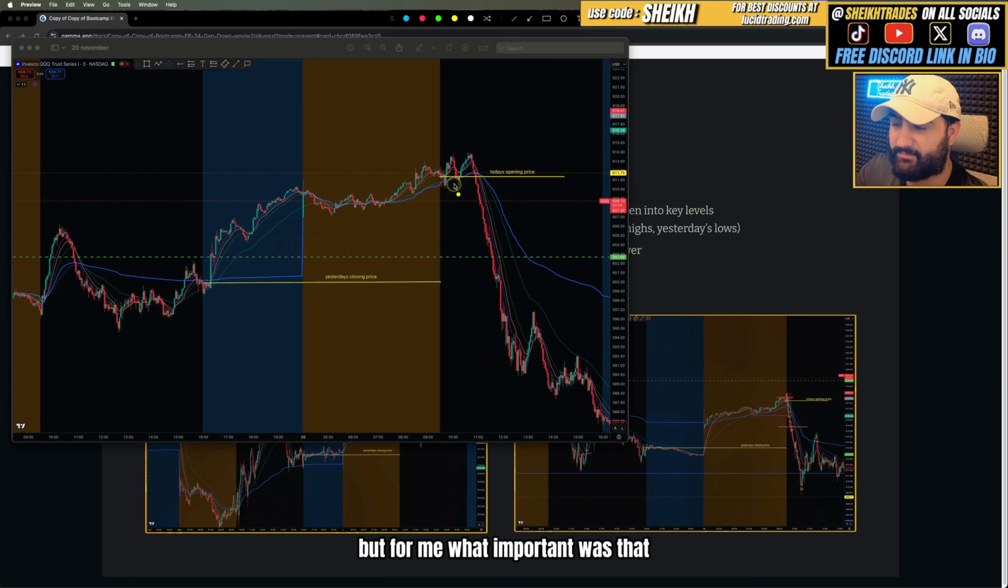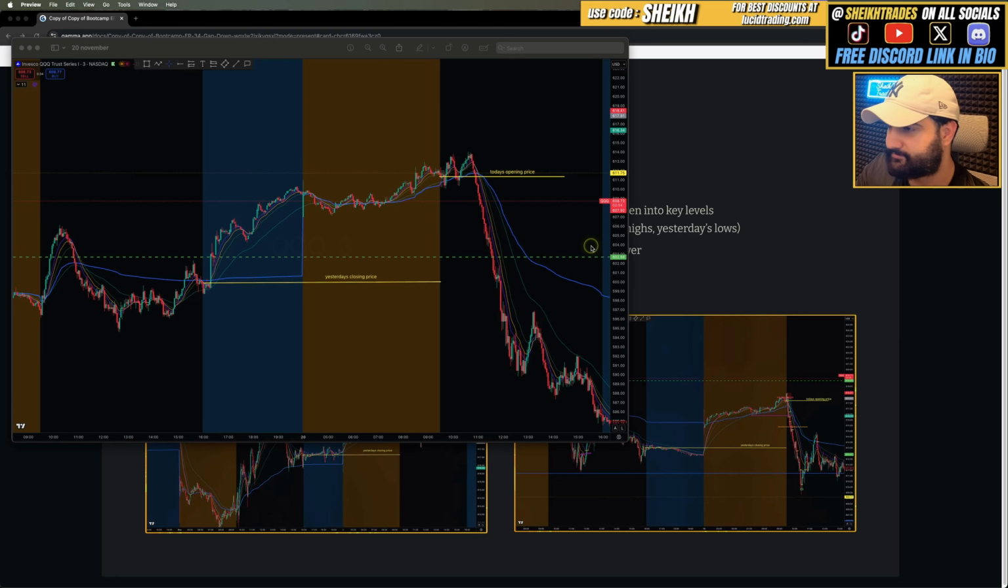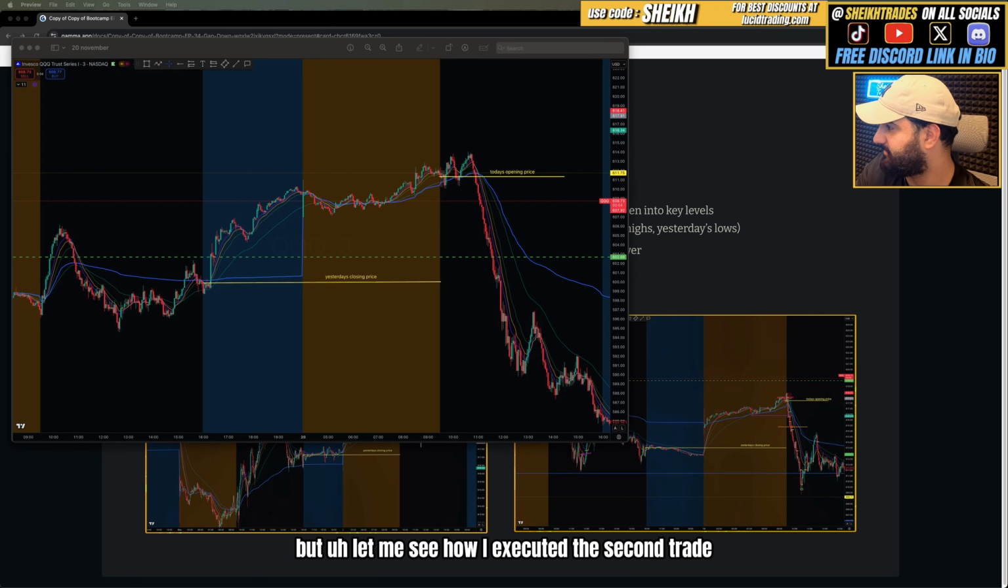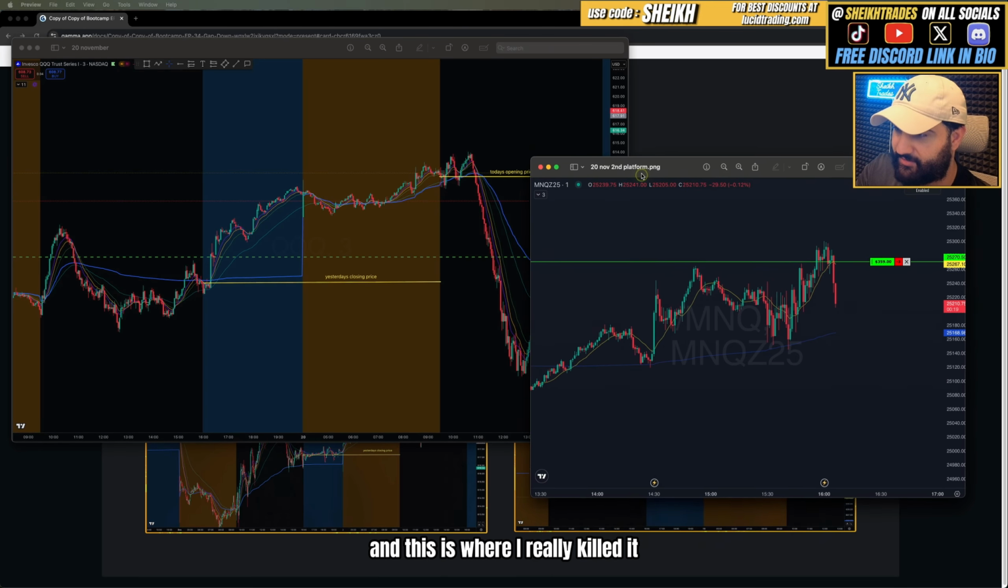Can happen. But for me, what was important was that at the moment it filled pre-market highs, I was like, I want to be in shorts again. And then once again, it went VWAP up, came back down, and then this is where it rolled over. Very annoying that it took that many tries. But let me see how I executed the second trade, and this is where I really killed it.